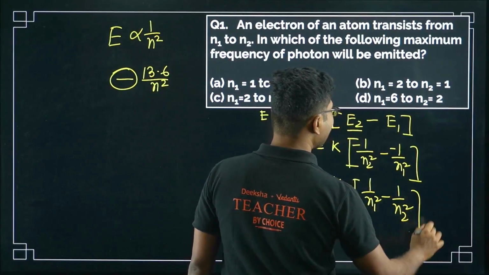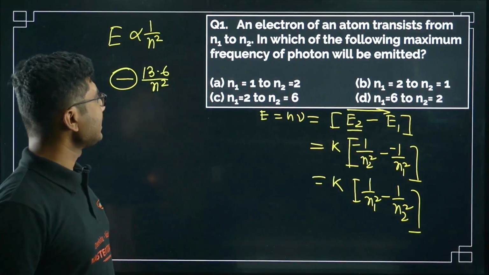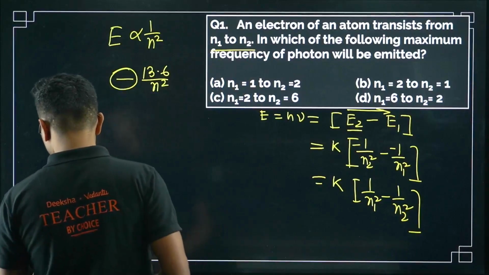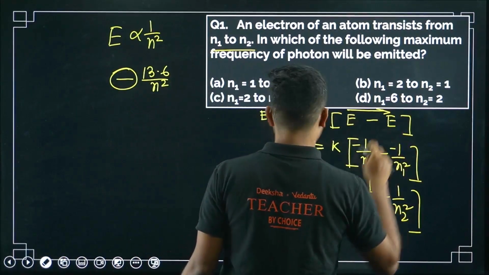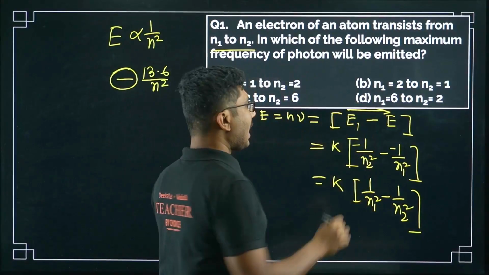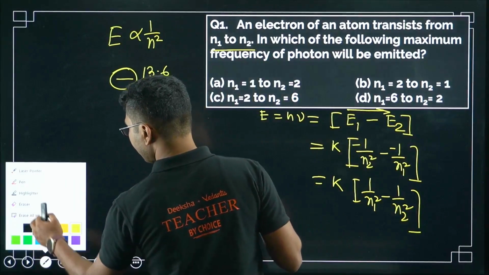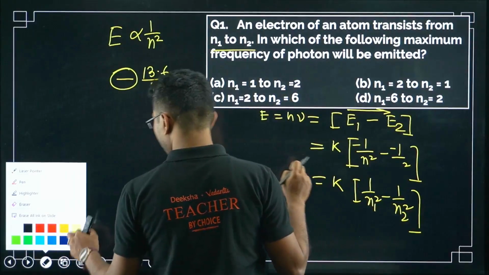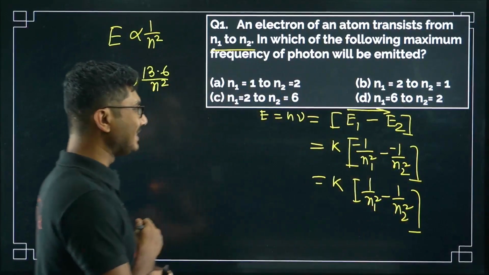Now remember that the electron is jumping from 2 to 1. Here they have mentioned n1 to n2, so let me correct that. n1 to n2 means the first is where it started and the second is where it landed. This is very important to remember. So they tried to confuse you, but the question is actually easy.